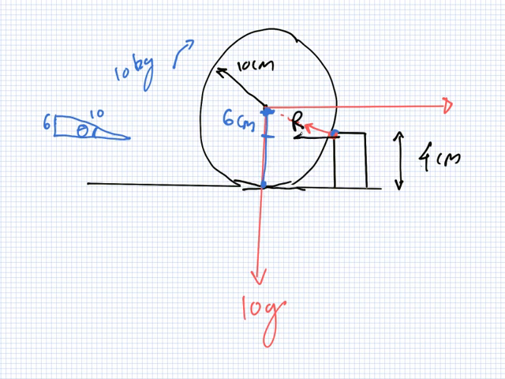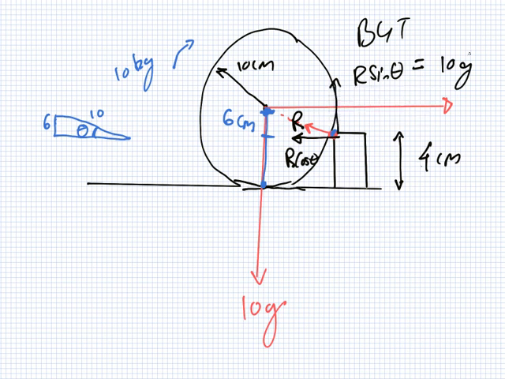What will this side equal? R cos theta. And this side? R sine theta. But R sine theta should equal what? 10g. Why? Yeah, Newton's first law, that the total force should balance if it's in equilibrium. So the up force should equal the down force.